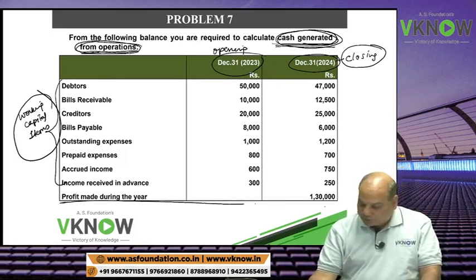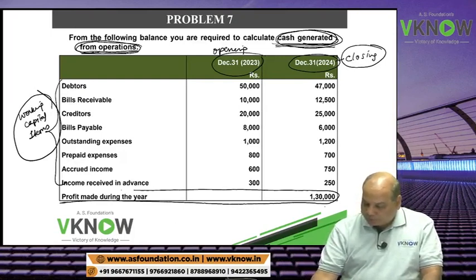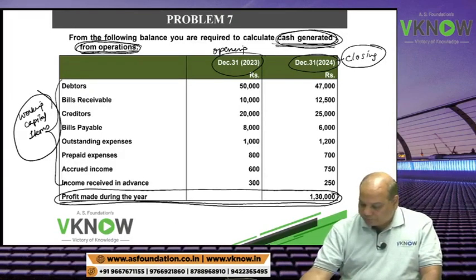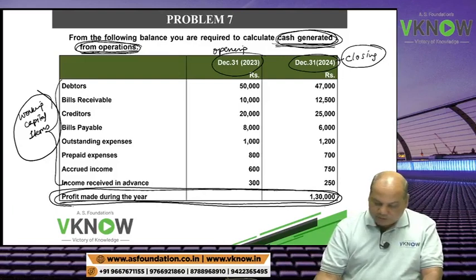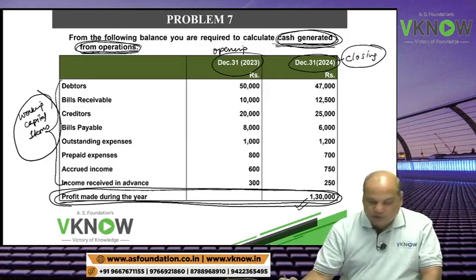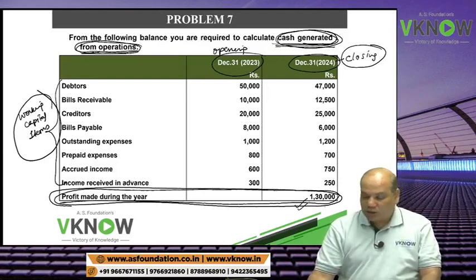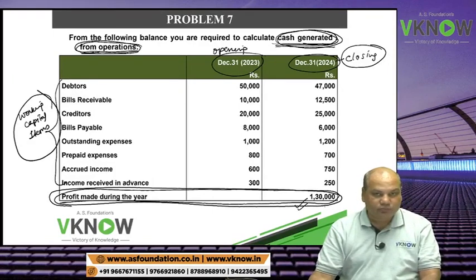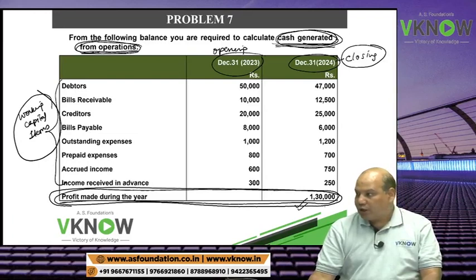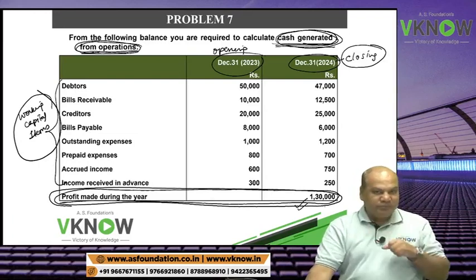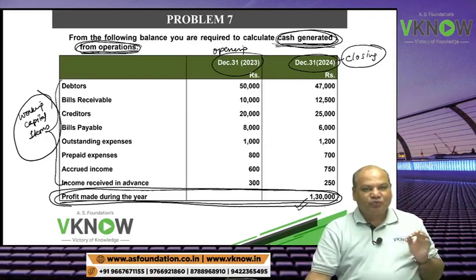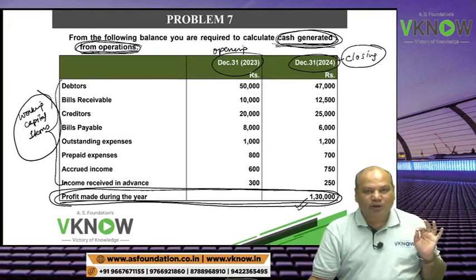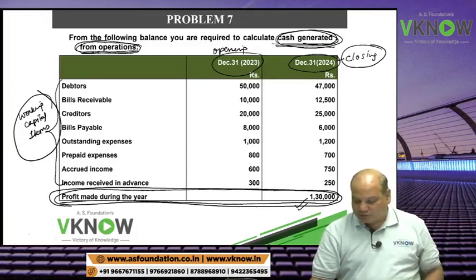And in the last line they have said, profit made during the year is 1,30,000. So this is my starting number. And then in this question, non-cash items are not given. Items relating to other heads are not given. So the only adjustment I have to make is the adjustment for working capital changes.